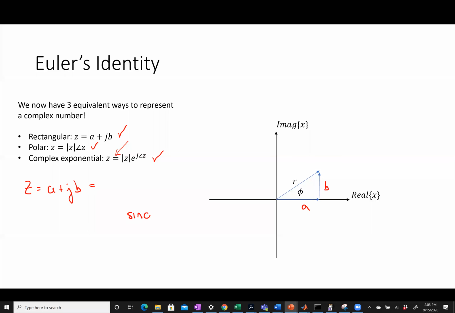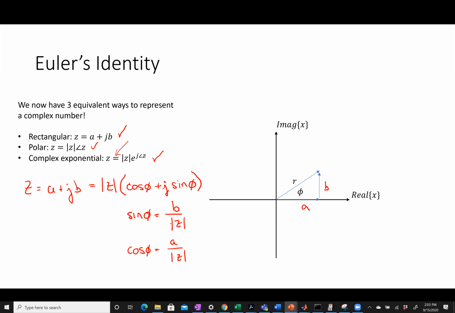Sine of phi has to be equal to what over what? B over the magnitude of Z. So B over the magnitude of Z. And cosine of phi better be the adjacent, so A over the magnitude of Z. So that told me right there that this guy can be written as magnitude of Z times cosine of phi plus J sine of phi. If I know these relationships about triangles, that leads me directly to this relationship.